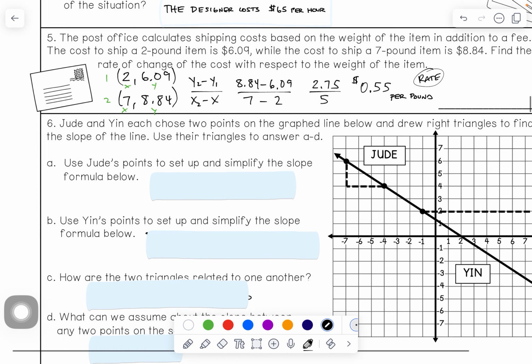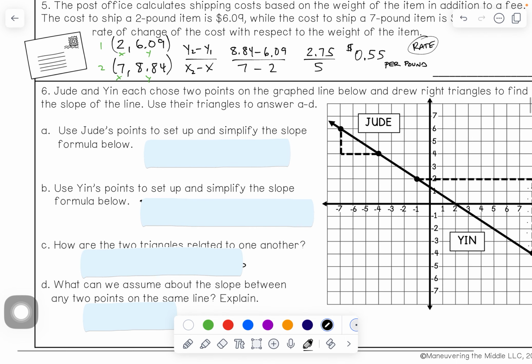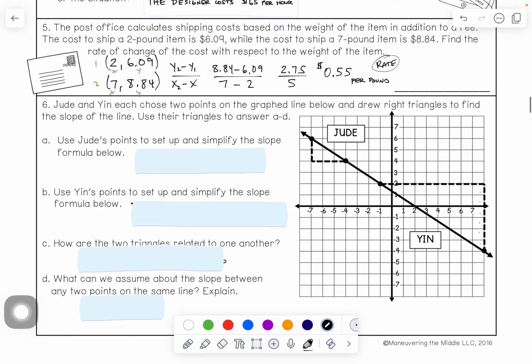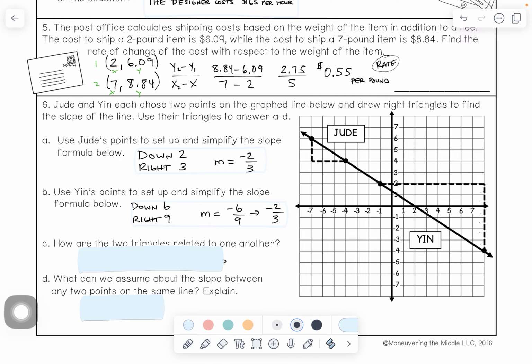And now for the last problem here, we're just taking a look at two different people, Jude and Yin. Okay, they both found the slope of the same line. Stands to reason that at the end, the slope should be the same. Let's do it in pieces. All right, use Jude's points to find the slope. For Jude, I got down 2 over 3. Down 2, right 3. That's negative 2/3. For Yin, when I counted those points, it was down 6 and right 9. But again, when I type in negative 6 and 9, I get negative 2/3 when I reduce my fraction.